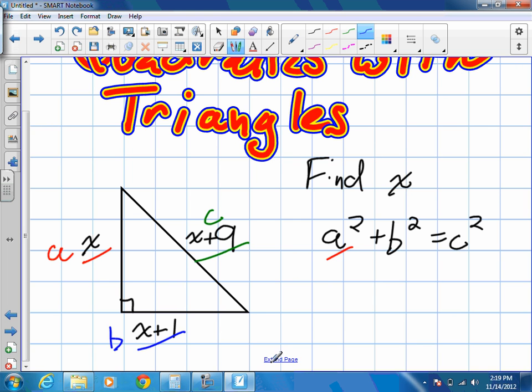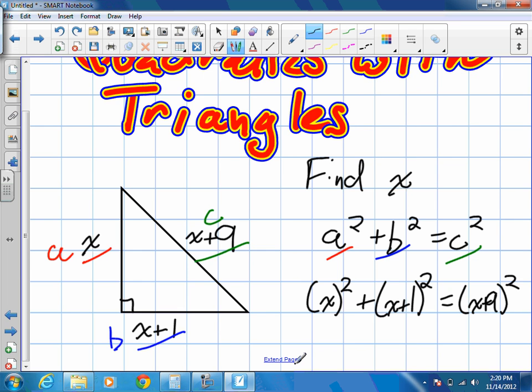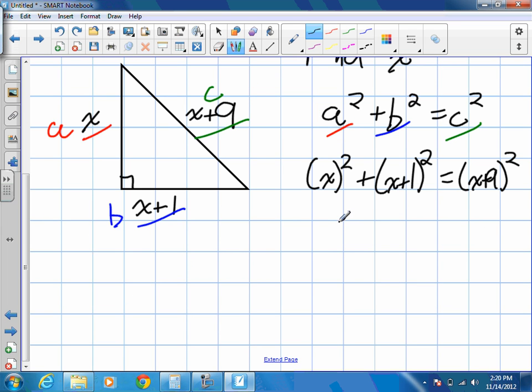Okay. And we're going to replace a, b, and c in this equation with our sides. So a being x becomes x squared. B being x plus 1 becomes x plus 1 squared. And c being x plus 9 becomes x plus 9 squared. Okay. I now have three squared numbers. I want to actually distribute this. I'm going to expand and then simplify.